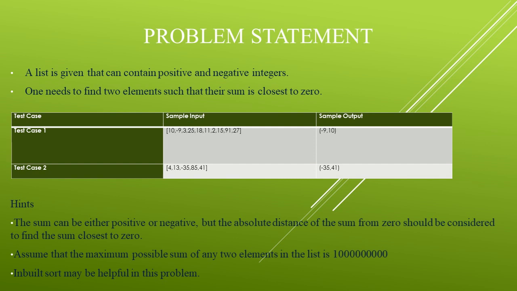The sum can either be positive or negative, but the absolute distance of the sum from 0 should be considered to find the sum closest to 0. Second hint, assume that the maximum possible sum of any two elements in the list is 10 billion. Inbuilt sort may be helpful in this problem.